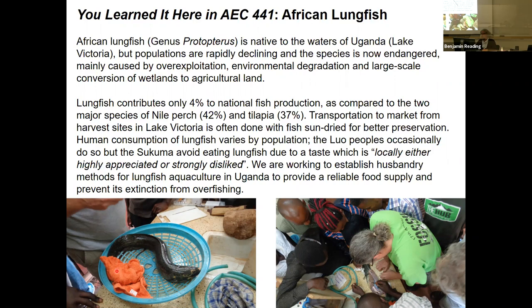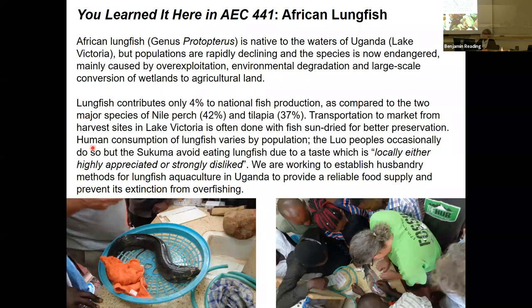And these things are actually consumed in Africa. They're eaten. They're a food. And so lungfish contributes about 4% to the national food production. So about 4% of the seafood consumed in Uganda is lungfish. The majority is either Nile perch or tilapia. Transportation to market from harvest sites in Lake Victoria is often done with the lungfish being processed and then sun-dried to preserve them. And the human consumption of lungfish varies by population.